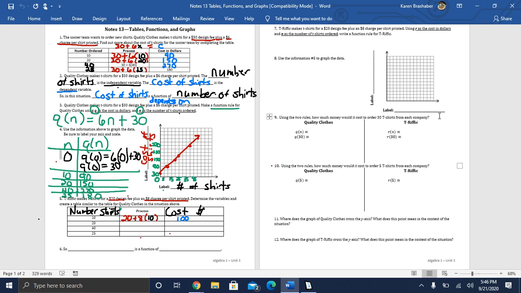For our 20 number of shirts, that would be 20 plus 8 times 20.